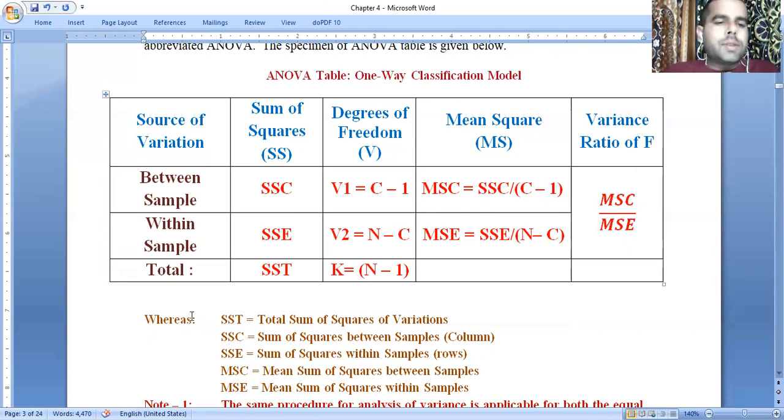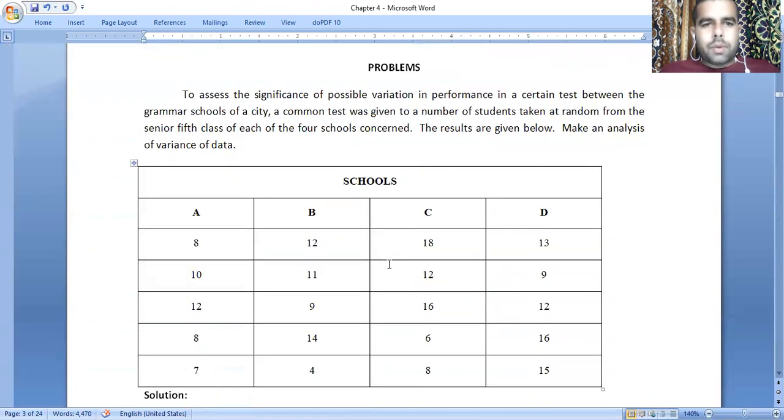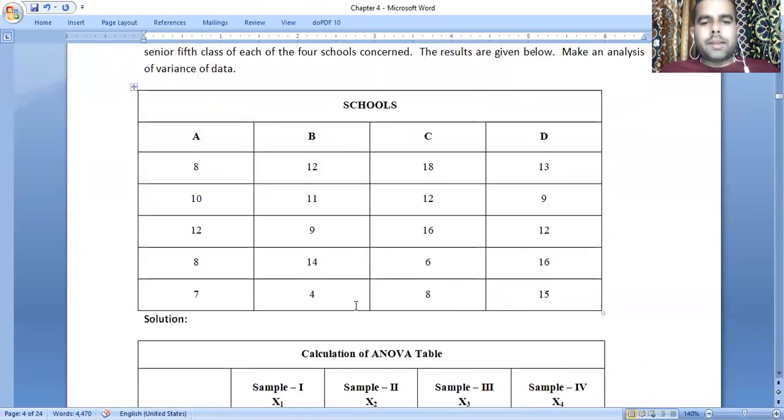Then the next one is the total. Total is nothing but SST. The total means SSC plus SSE. For example, if SSC you got 10 and SSE you got 90, the final total is 100. Then the degrees of freedom for the total is N minus 1. You may have some doubt about what C is and what N is. Observe carefully, I will show one small problem, then you will get clarity regarding the C and N values. The problem will be like this.